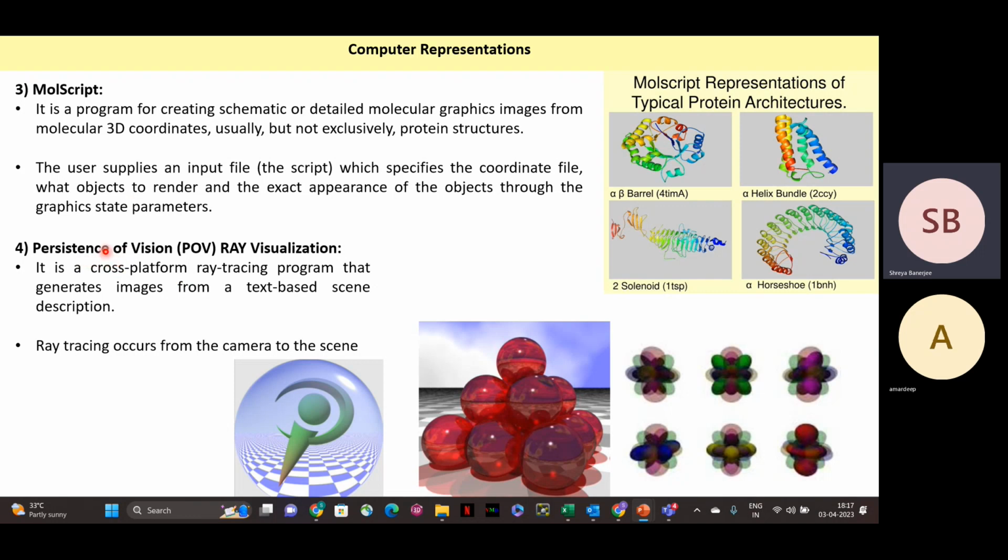Next was called the persistence of vision or POV-Ray visualization. This is a cross-platform ray tracing program that generates images from a text-based scene description. And this ray tracing occurs from the camera to the scene. So if you imagine a stack of atoms like this, what POV-Ray visualization does is that it imagines a ray of light from the camera onto this stack. So you can look at the stack from different angles and you will get different pictures like this shown on the right.